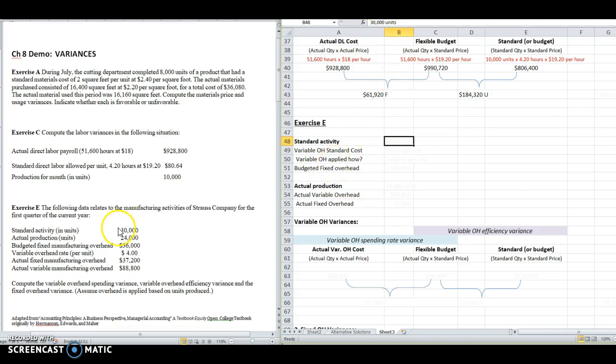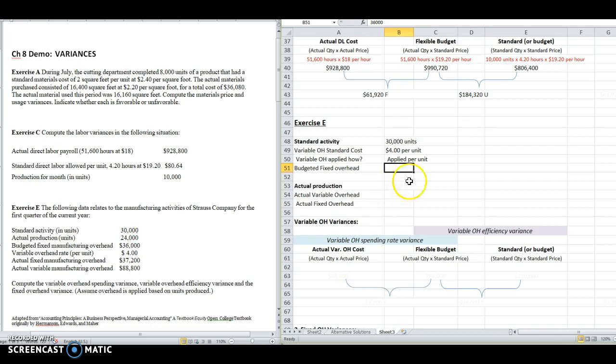The standard activity, it says, in units was 30,000 units. If we look here, we need to know the variable overhead standard cost. We see variable overhead rate per unit at $4. We need to know how variable overhead is applied, because based on how that overhead is applied will determine our standard. This says per unit, so that means my overhead is applied per unit. If it was a standard based on direct labor hours, then we would need to know that as well.